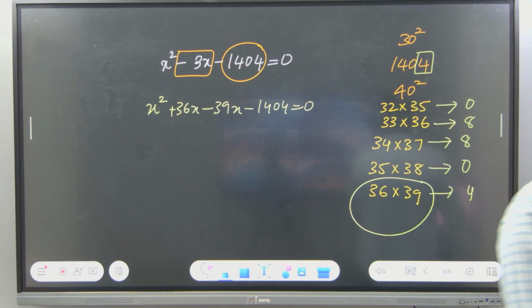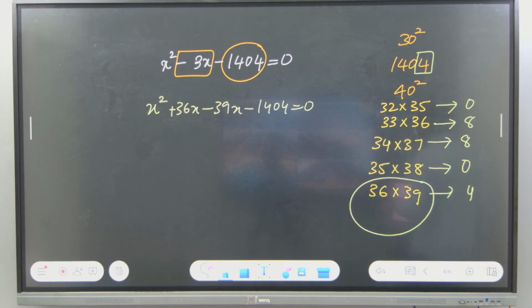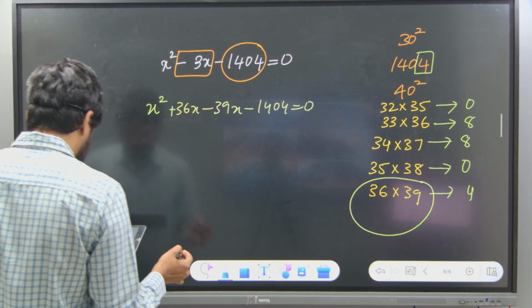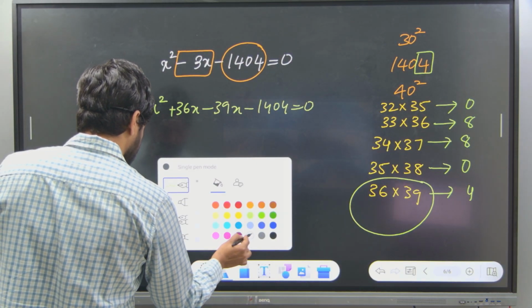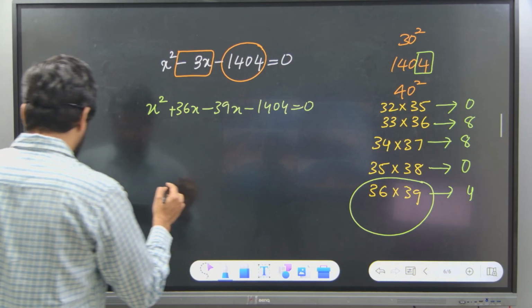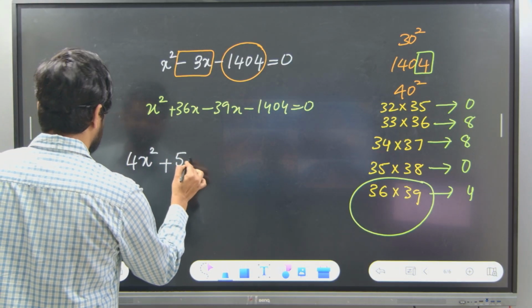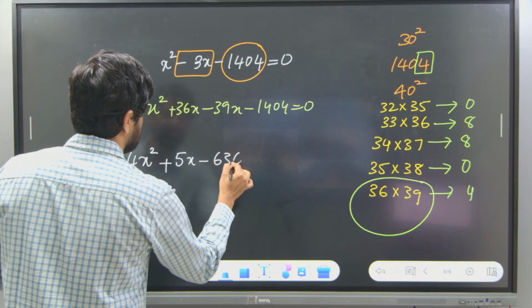Short approach. I'll just give you one or two more examples on this, and then we will go into the vectors part. Okay? Say for example we have 4x square plus 5x minus 636.